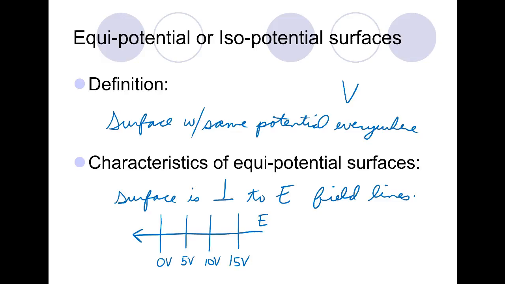Well, if you think about it, earlier we mentioned that E was equal to negative dV/dr, and we'll come back to this, and this comes from the definition of the change in voltage as being negative integral of E dot dr. So these two are kind of interchangeable.